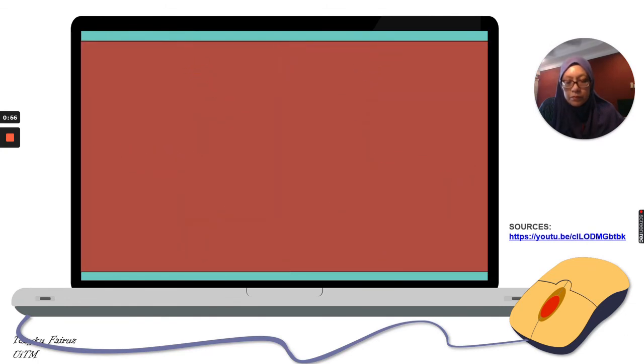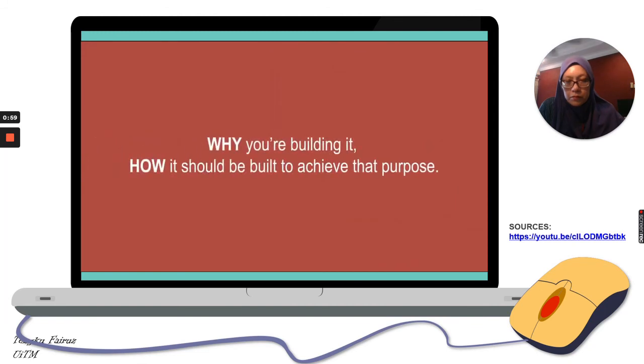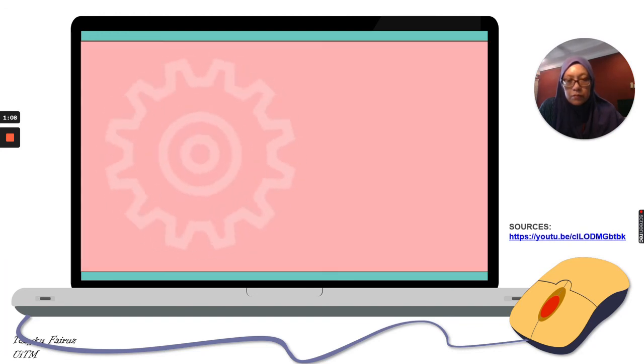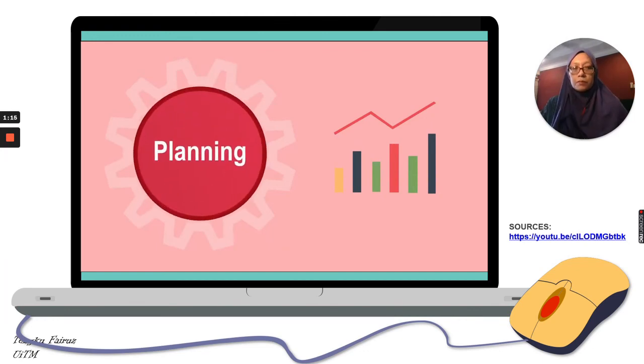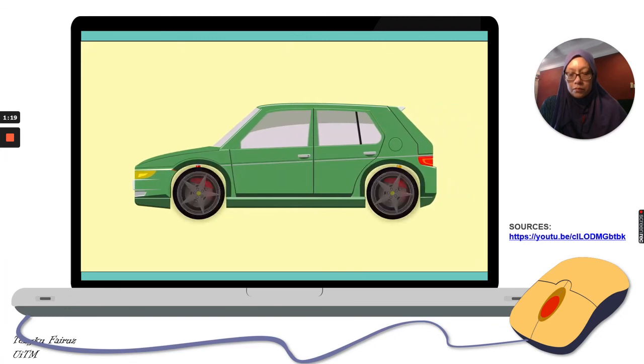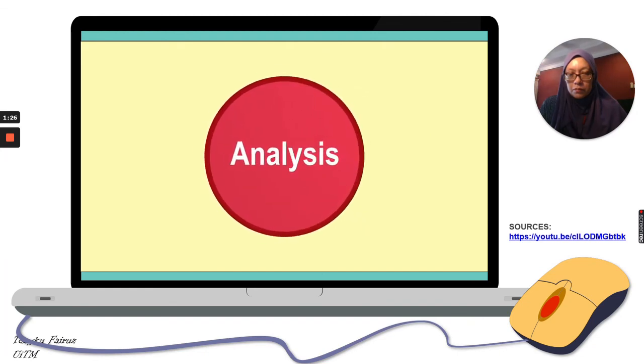If you implemented this process in building a car, you'd first think about why you're building it, how it should be built to achieve that purpose, the potential customers, the cost to build it, its price point, and its benefits. Similarly, in systems development, we analyze the feasibility of the project and think about budgets and its scope. This is the planning phase of the cycle. Next, you would think about the specific requirements of the car. What kind of features and operations would the customers expect? In systems development, this is the analysis phase of the cycle, where we analyze the requirements of the new system.